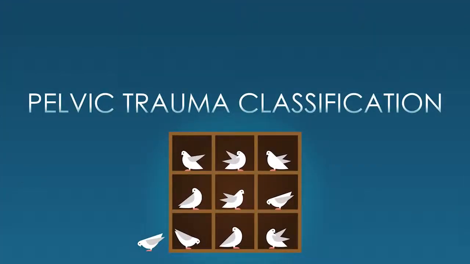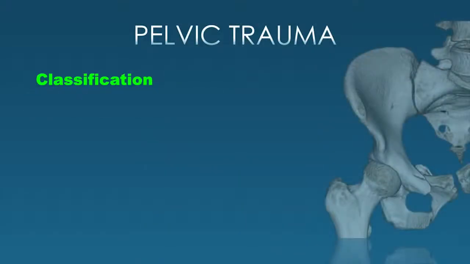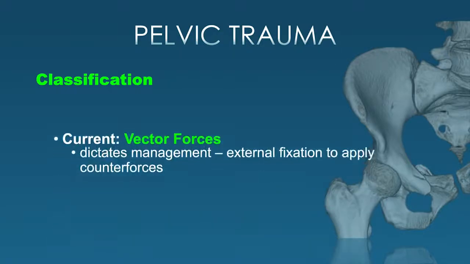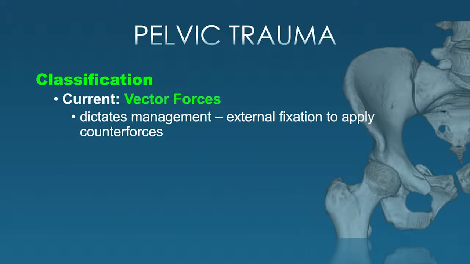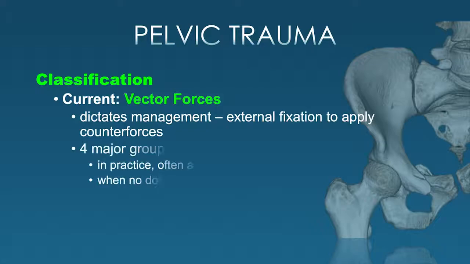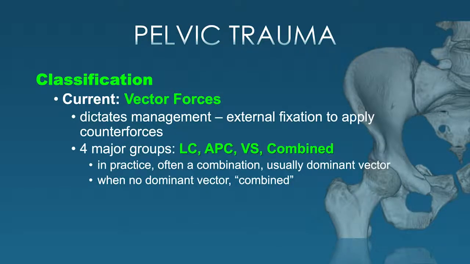Pelvic trauma classification: how are we going to pigeonhole these injuries? Let's begin with the classification that really is in use today, where we're looking at vector forces, and this is really going to dictate management, so that the surgeons will apply external fixation to apply counterforces to the forces that are causing these injuries. We have four major groups: lateral compression, anterior-posterior compression, vertical shear, and combined. Typically, there's not just one that's going on, but there's usually a dominant vector that we can identify on imaging.